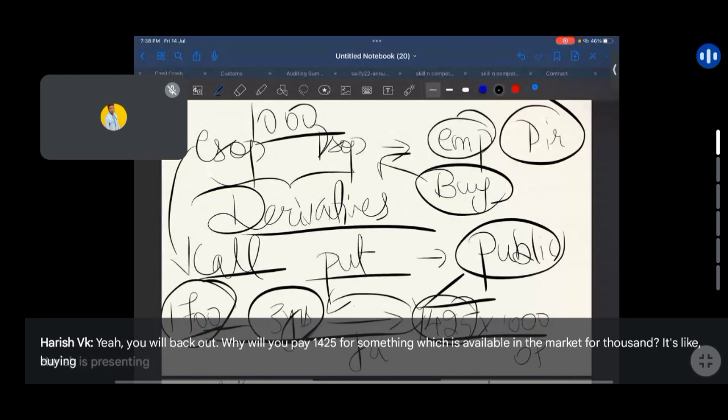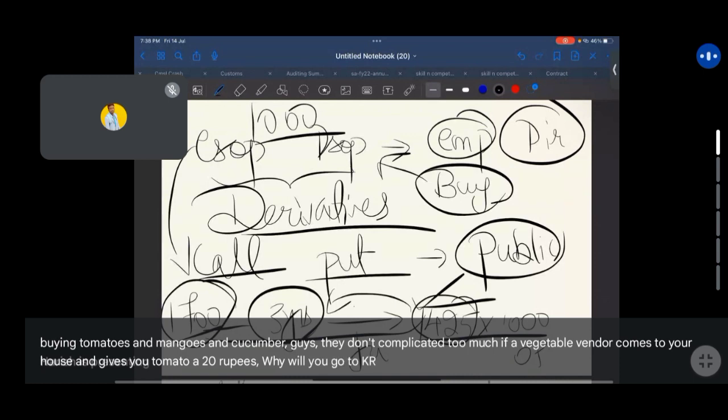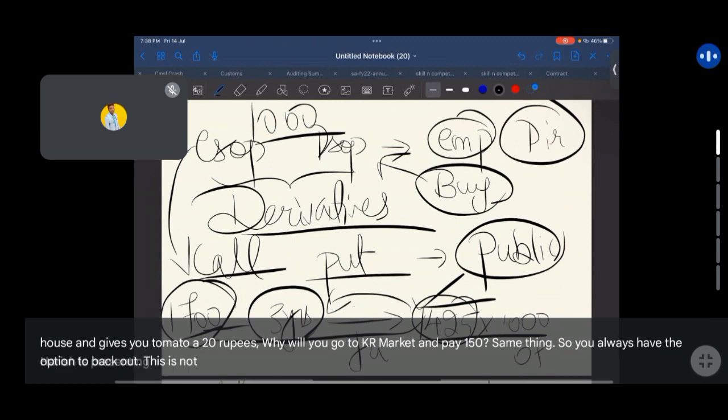It's like buying tomatoes and mangoes and cucumbers, guys. Don't complicate it too much. If a vegetable vendor comes to your house and gives you tomatoes at 20 rupees, why will you go to KR Market and pay 150? Same thing. So you always have the option to back out. This is not compulsory. None of this is compulsory. If you want, you buy. Otherwise, you back out. That is an option.